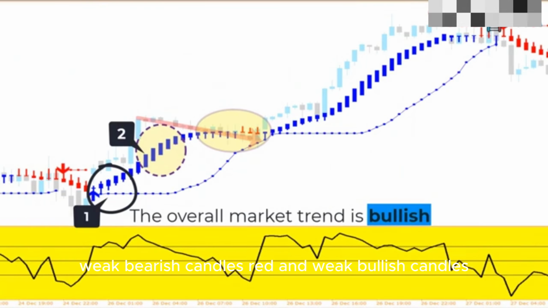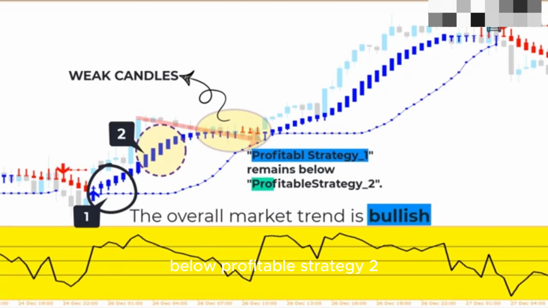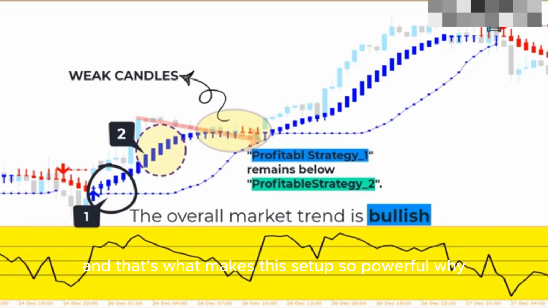Weak bearish candles (red) and weak bullish candles (blue) on profitable strategy 2 indicate that momentum is slowing down. But here's the key detail: profitable strategy 1 remains below profitable strategy 2, and that's what makes this setup so powerful.